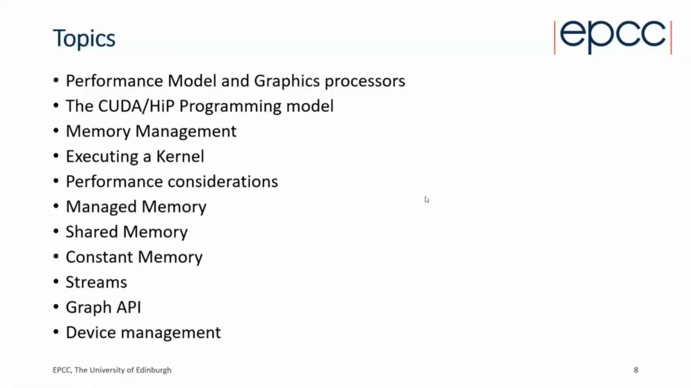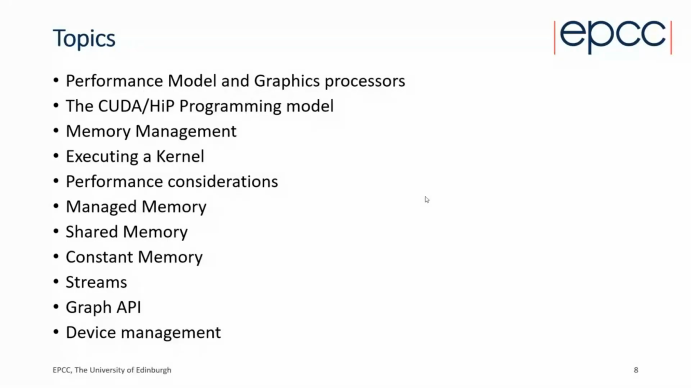Okay, so topics, it's kind of just covering the same really, but we're going to start with looking at performance models and graphics processors. We'll then discuss the CUDA and HIP programming models, and we'll become very clear that actually these are pretty much equivalent, barring some vast and minor differences. But we're going to talk about HIP because we have AMD GPUs on ARCHER2.